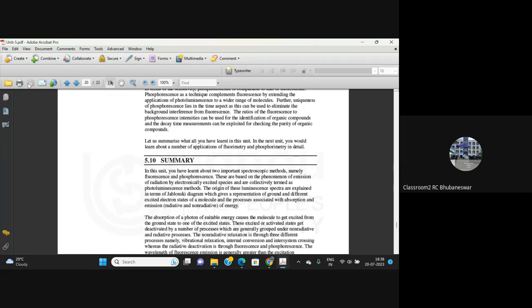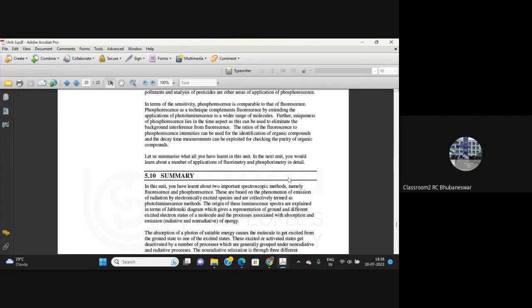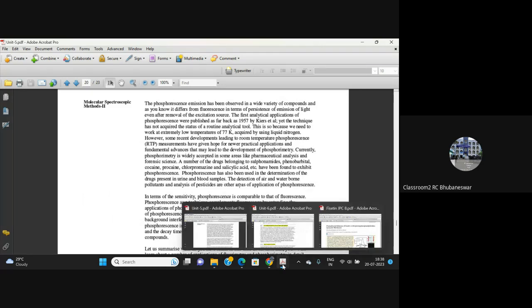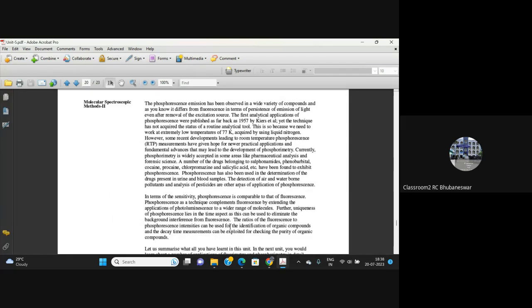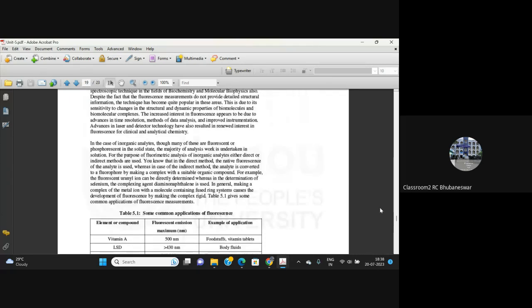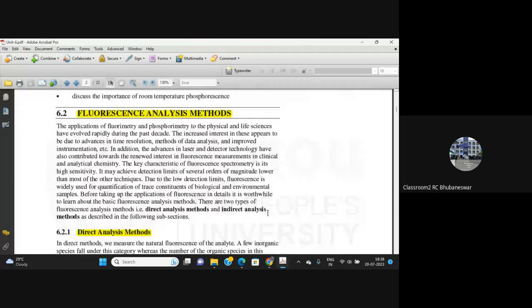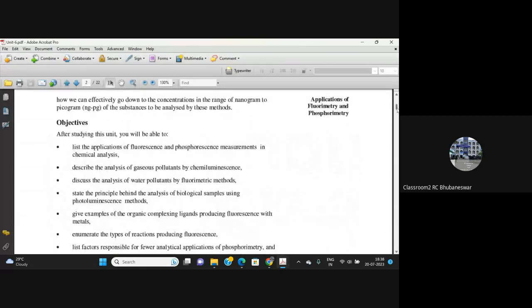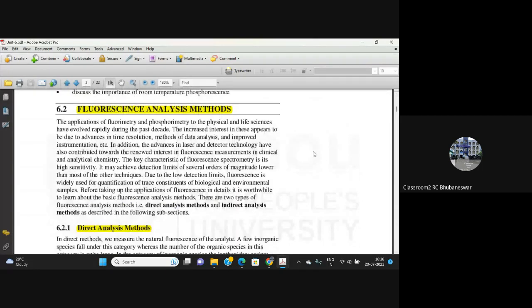Good. So this is your fluorescence and phosphorescence. Let me go to the next module. That is the same thing; the next module is fluorescence only. The next module is analysis methods, the application of fluorimetry and phosphorimetry. Analysis methods are there, so we can see that.